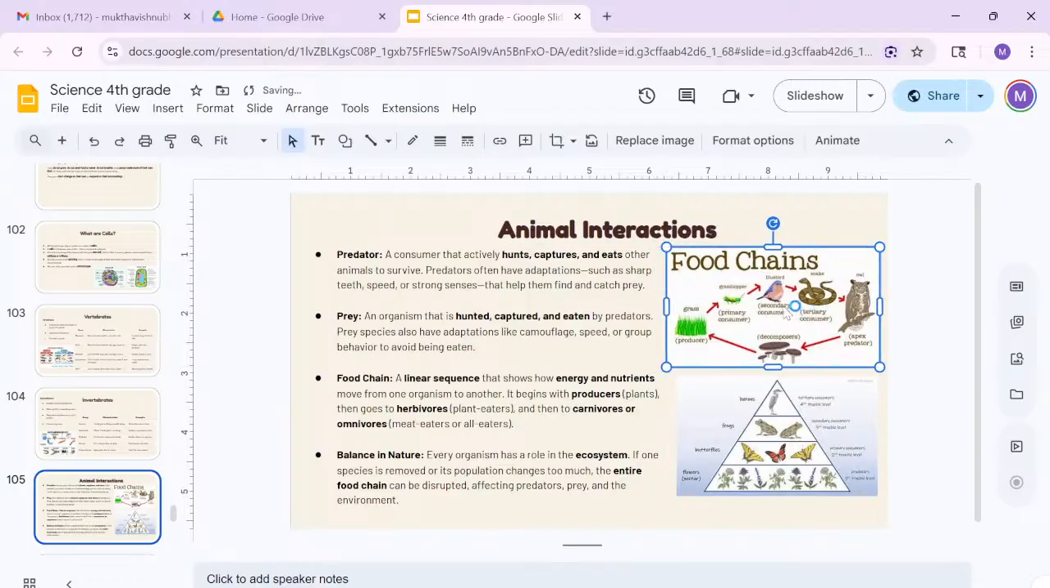It basically shows how the bird eats the grasshopper, the snake eats the bird, and the owl eats the snake. Every organism has a role in the ecosystem, and if one species is removed or its population changes too much, the entire food chain can be disrupted, affecting predators, prey, and the environment. So if the snakes were taken out in this food chain, then the owl does not have anything to eat.